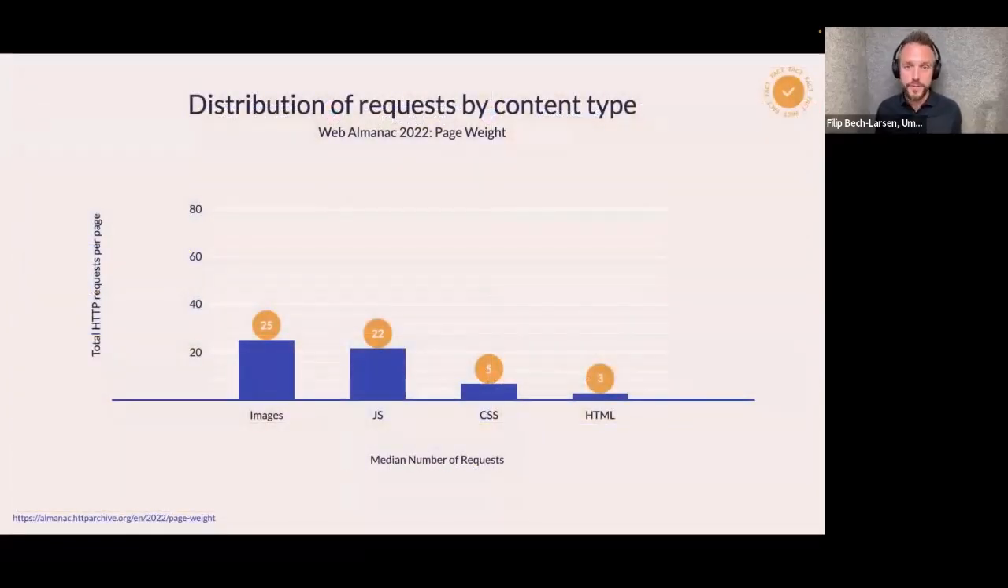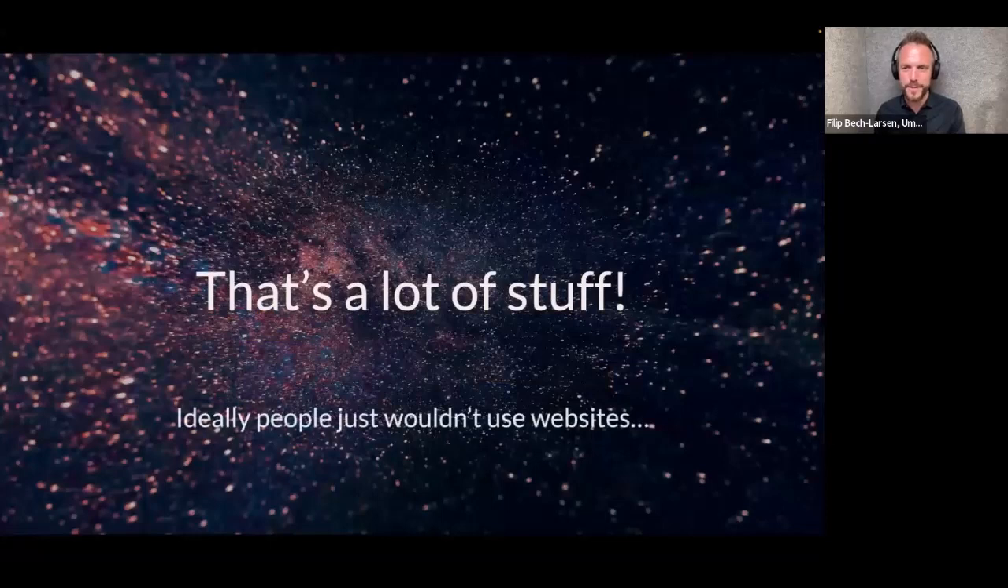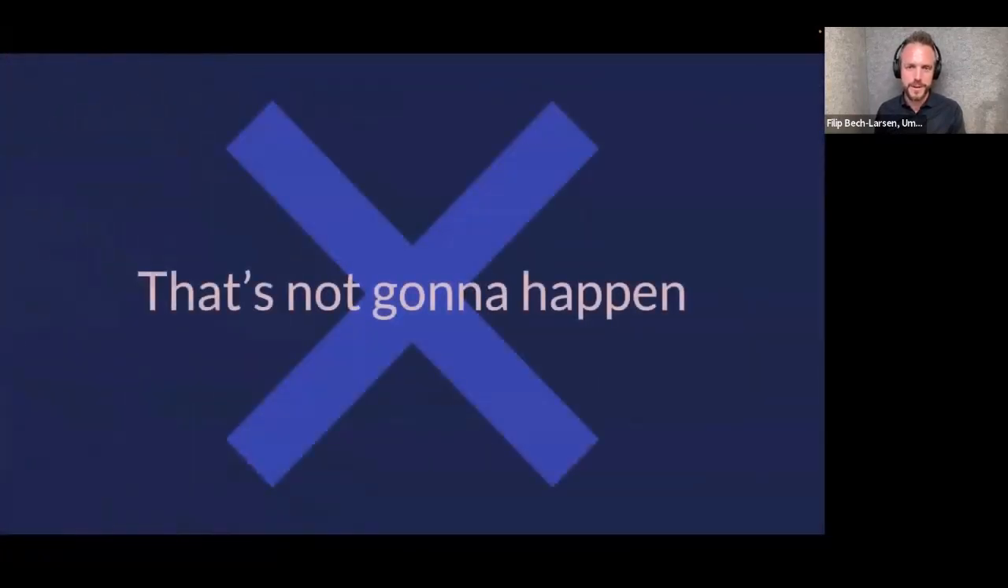So there's a lot of requests when you actually build up a website. This is how many requests are typically used by content type when you visit a page. So images and JavaScript are definitely the heaviest ones. That is a lot of stuff. And ideally, we would just not use the website. But of course, that's not going to happen.